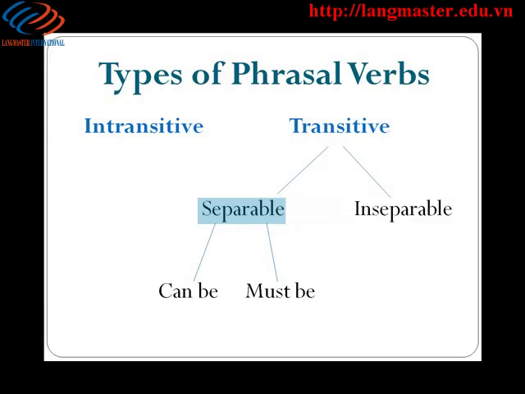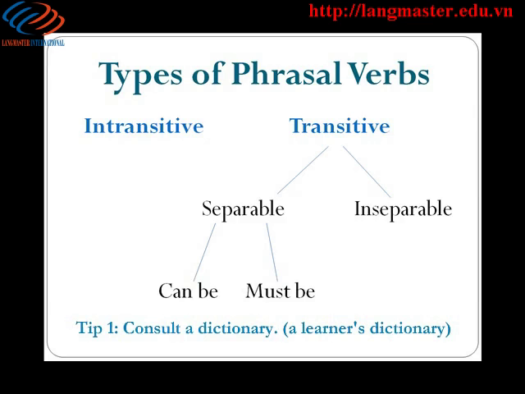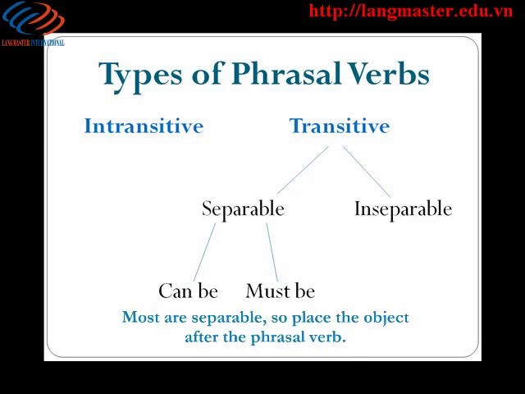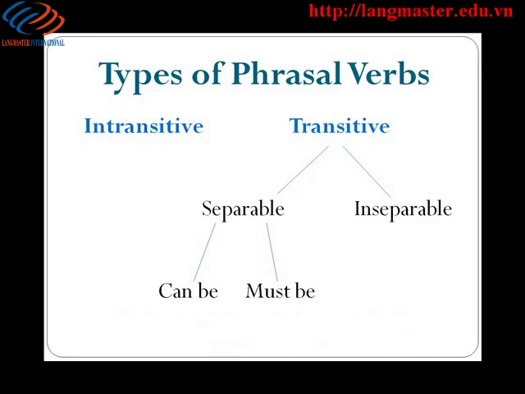Now, if it's separable, probably it can be separated. There's a choice. For example, put on costumes, put costumes on. There are some phrasal verbs that actually must be separated by an object, and we'll see at least one example later in this lesson. I should also note that sometimes a phrasal verb can be more than one type. If you're ever in doubt about the structure of a phrasal verb, consult a dictionary. However, if you're using a transitive phrasal verb and you have to guess, place the object after the phrasal verb. Chances are you'll be correct.